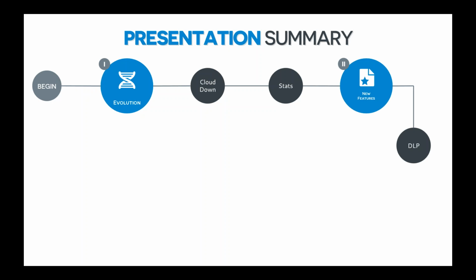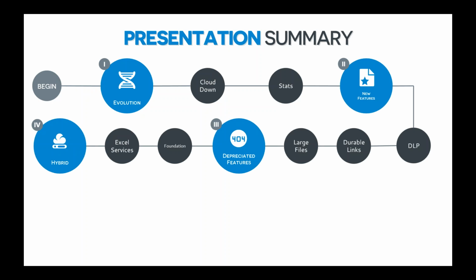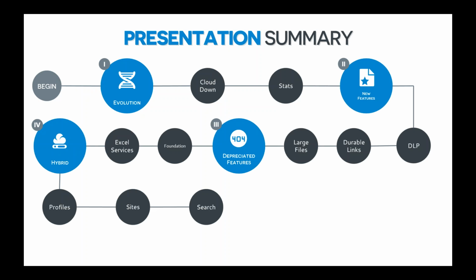We'll then start looking at the new features such as DLP, durable links, the new large file limit, and then we'll look at what did we lose. Because we did lose some features in SharePoint 2016, such as SharePoint Foundation, Excel Services, and a few more. We'll then look at the benefits of having SharePoint 2016 in hybrid mode. We'll look at what is the profile redirection, what are the hybrid sites, and the new cloud search service application.